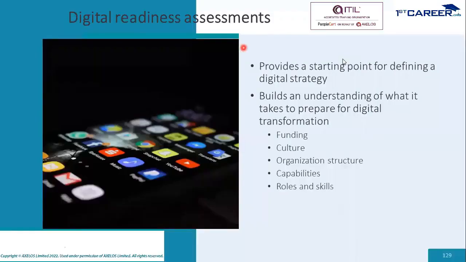So now we have the digital readiness assessment. So this is providing a starting point for defining a digital strategy. It builds understanding of what it takes to prepare for digital transformation. Yeah, for example, the funding aspects, the cultural aspects, how to structure the organization, what capabilities are required, what roles and skills are required.